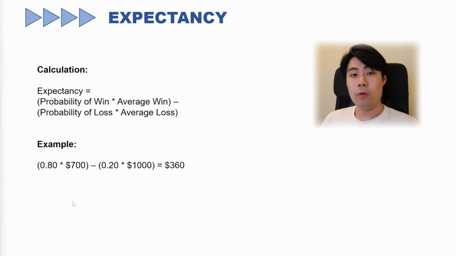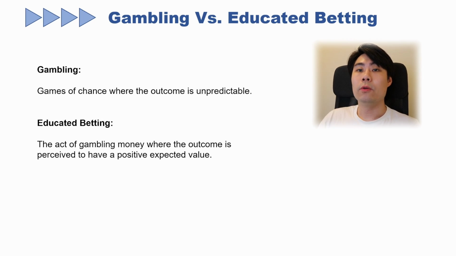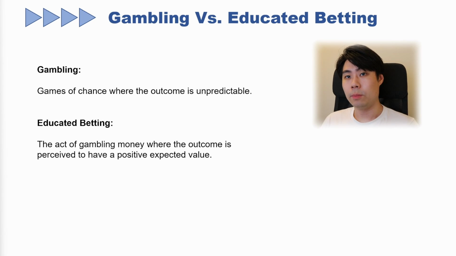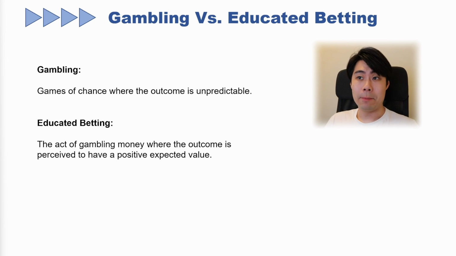Great. I hope this expectancy part makes sense. Let's talk about another important aspect, probability. In this case, let's touch upon gambling versus educated betting. I'm sure many of you have heard people say, hey, the stock market, when you're trading, it is gambling, right? But I think we want to differentiate what is really the meaning of gambling versus educated betting. Because after all, we don't want to be gambling.